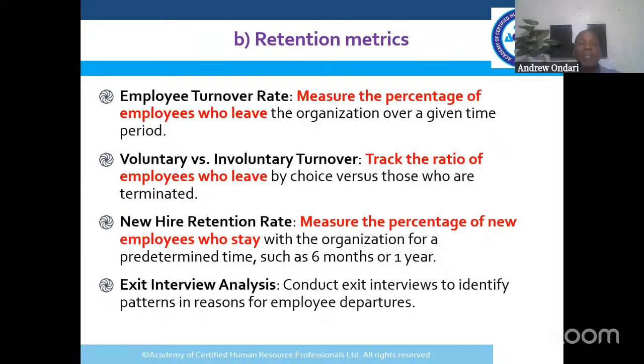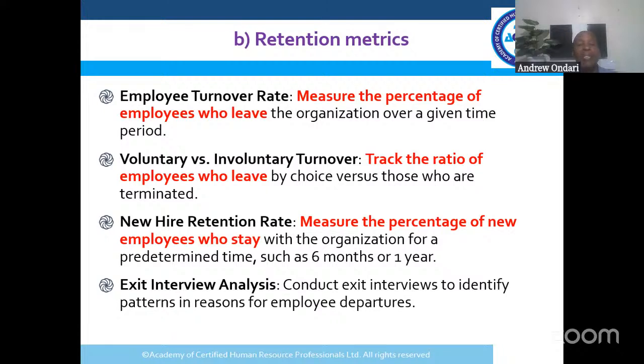If the turnover rate is very high, then you have every reason to worry. Why? Because you are losing talent. Because the subject we are discussing in number 2 is talent management. And here we are talking about talent retention. So if talent is leaving the organization, then we should be worried and look for ways of retaining them.